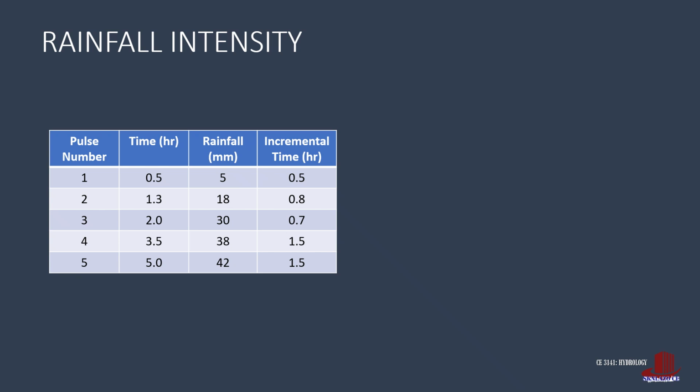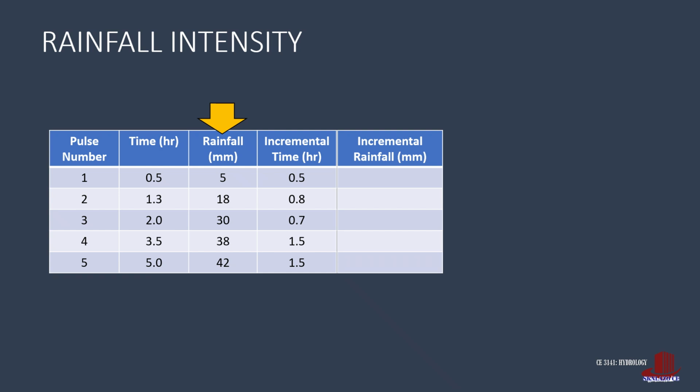After time, we also take the incremental rainfall depth as the rainfall provided is cumulative. So the first entry is taken as it is, 5 millimeters. Then take the differences of the consecutive entries, starting with 18 minus 5, which is 13. 30 minus 18 is 12. There is also 38 less 30, giving 8. And 42 minus 38 is 4.